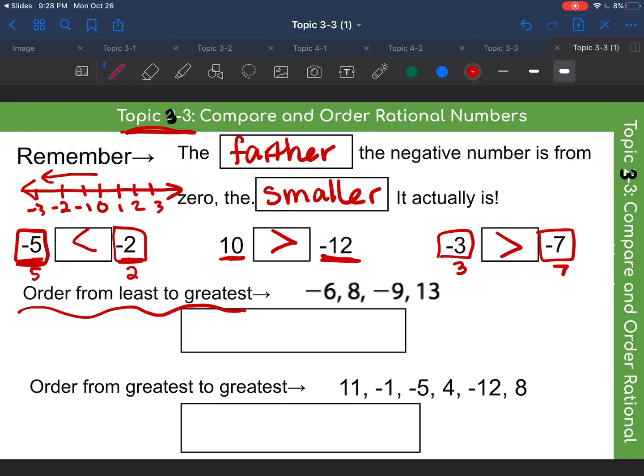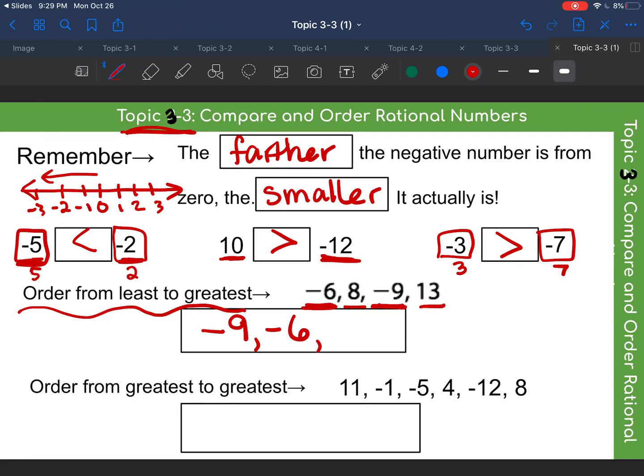So the next example says order from least to greatest. So you automatically know that the negative numbers are going to be smaller than the positive numbers. So now it just depends. Do we put -6 as our smallest number or -9 as our smallest number? What is smaller, -6 or -9? Well, -9 is farther away from 0. So -9 is the smallest, then -6.